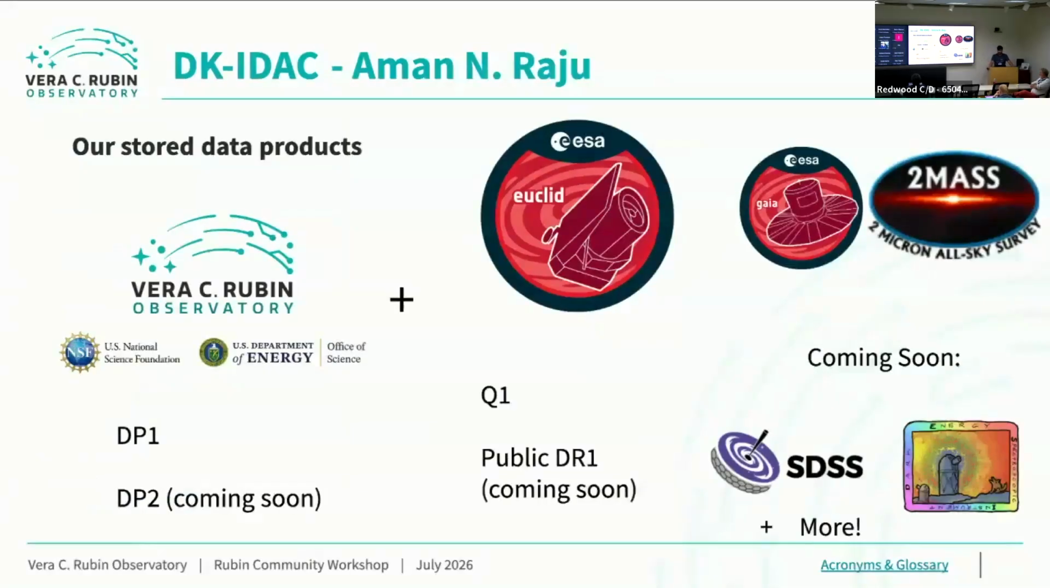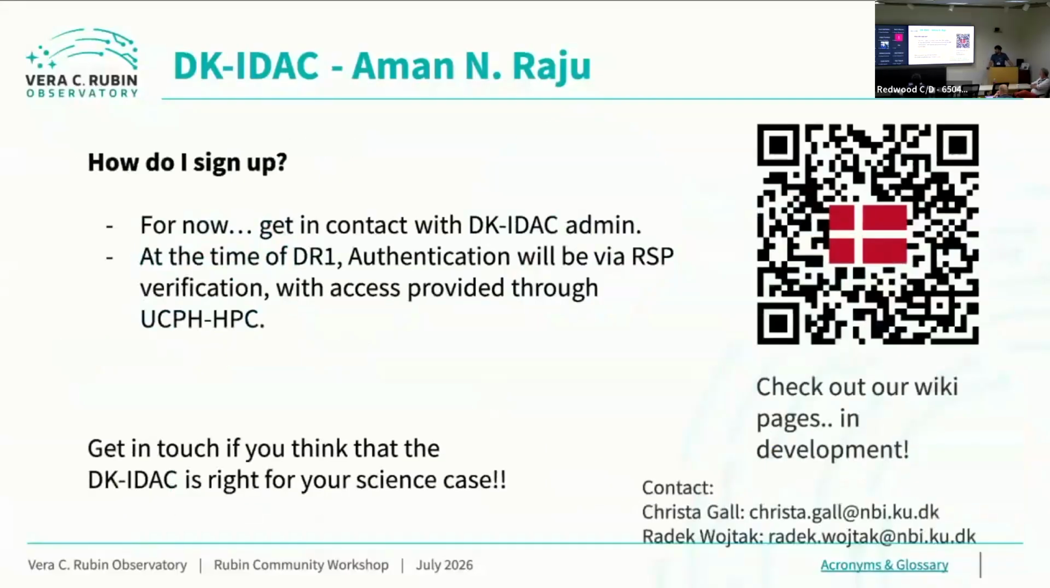We currently host, of course, the LSST data sets. We're also very interested in using Euclid catalogs as well to supplement them with infrared information. We have some auxiliary data sets in the form of 2MASS and Gaia, and we're working on getting SDSS and DESI up for good spectroscopic redshift analysis of Rubin alerts.